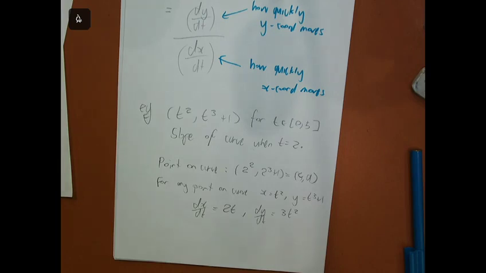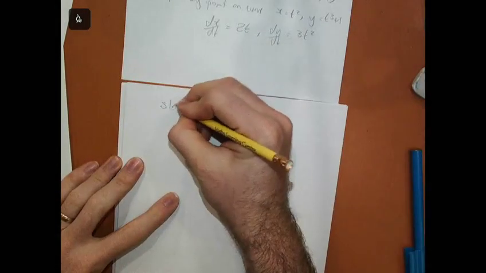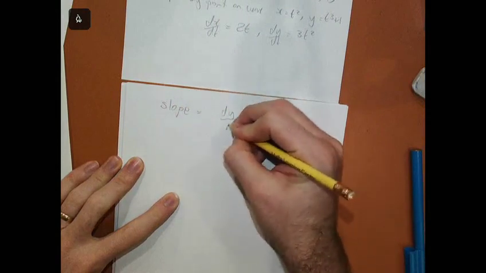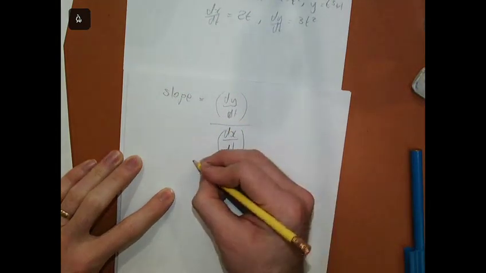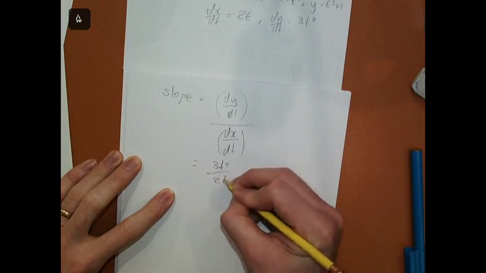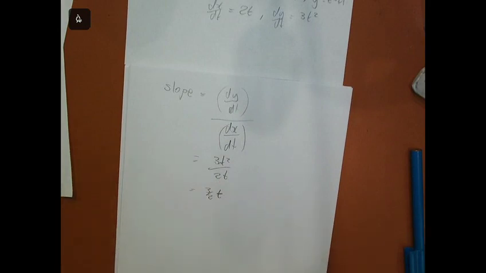And the same with the y-coordinate. But the y-coordinate is changing faster than the x-coordinate is changing. Okay? So the slope here is dy on dt on dx on dt, which is 3t squared on 2t, which is 3t on 2. So again, the slope is getting steeper and steeper as t gets bigger. When t is 2, the slope is 3. When t is 3, the slope is 9 halves, like 4.5. So the slope is getting bigger as t gets bigger.